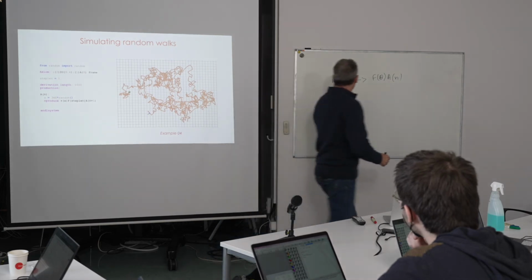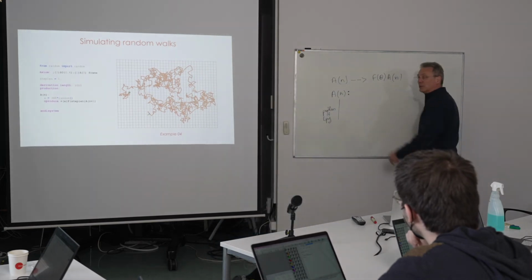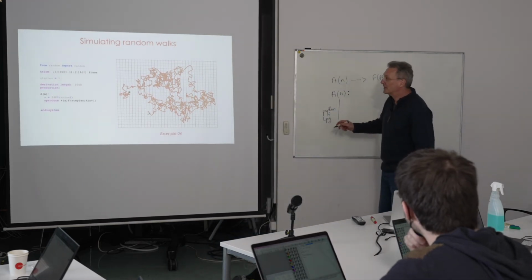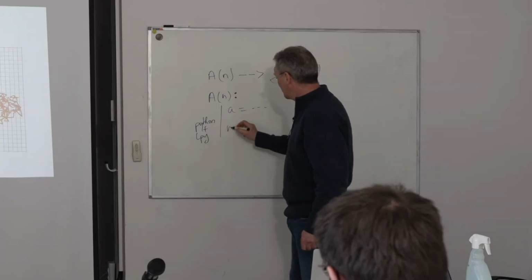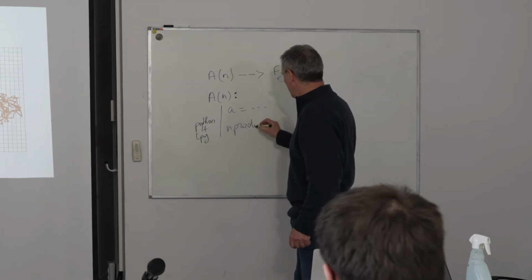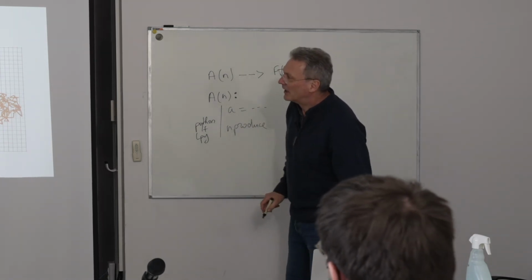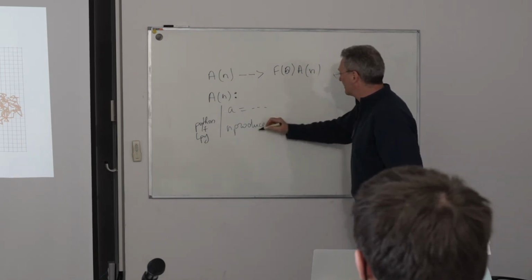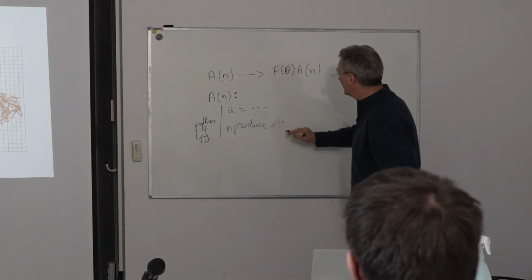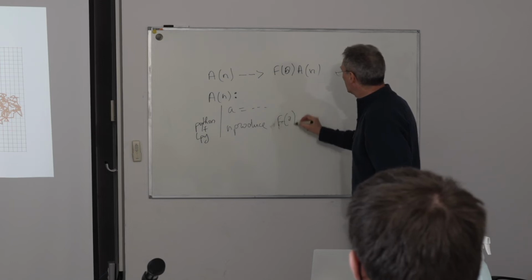So for instance, the LPy instruction that is not included in the Python language is this nProduce, which actually stands for this arrow. So for instance here, it's A equals something, nProduce something plus A, and then it would be equivalent to what is here, f of 0, A of n.